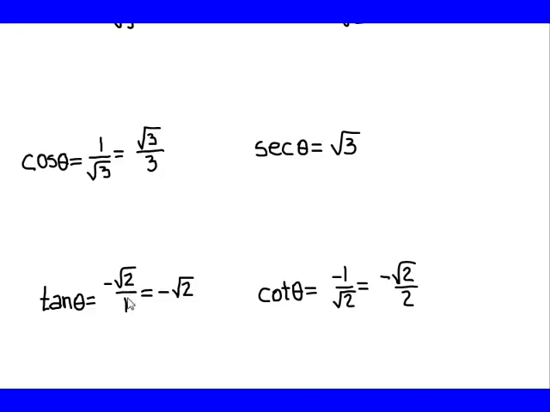The tangent is minus the square root of 2 over 1, or minus the square root of 2. The cotangent, which is the reciprocal of the tangent, is negative 1 over the square root of 2. So after we rationalize it, it becomes minus the square root of 2 over 2. Ladies and gentlemen, that concludes this segment for this particular problem.